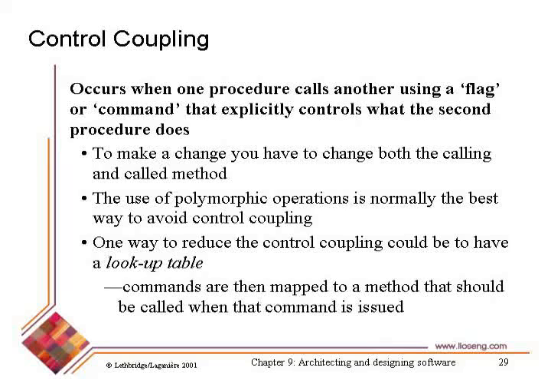Control coupling has to do with connections among procedures, or methods, or functions. It occurs when one function has strong control over what another function does. Rather than just calling it with some data and saying, please give me a result, it is passing flags that say, do this, or do that, or do that.